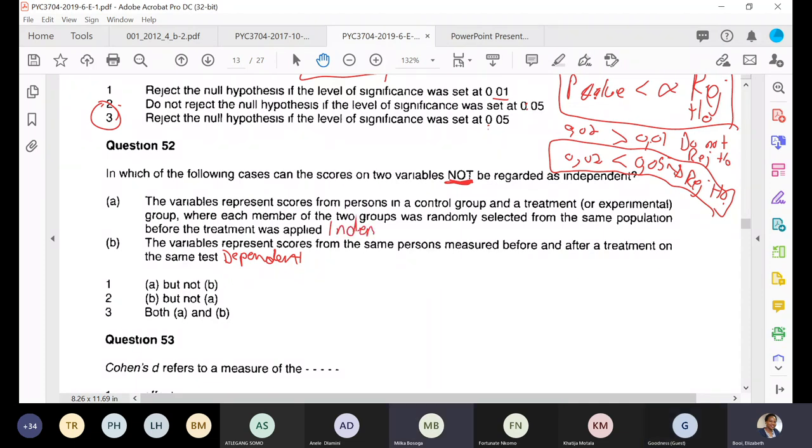Sorry, what makes it independent? Can you show me here? What do I look at? Because there's a control and a treatment group. The control group and the treatment group are two independent groups. And the second one says from the same person, but they did a before and after. So you always need to look at those. So the option two is the one that says B but not A.